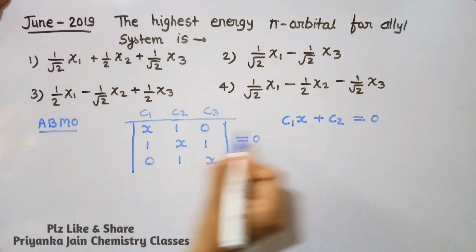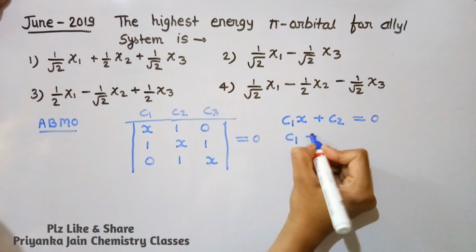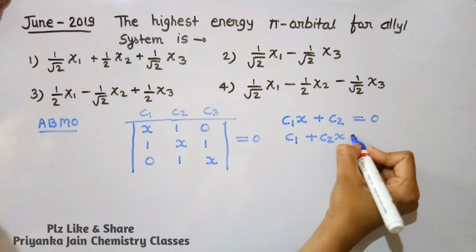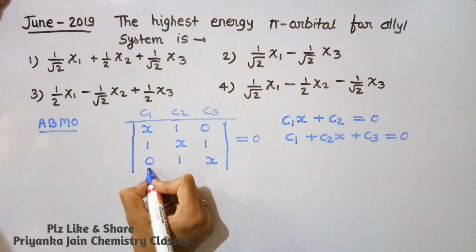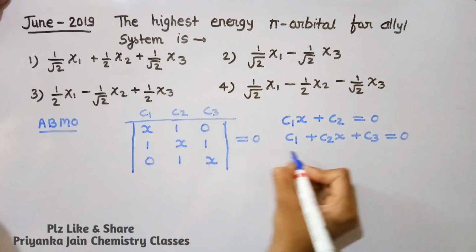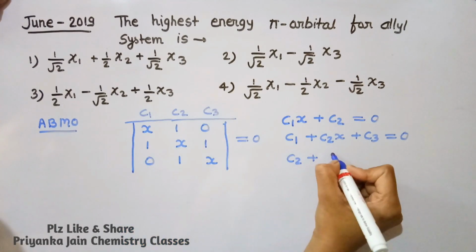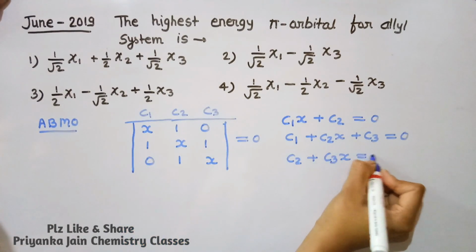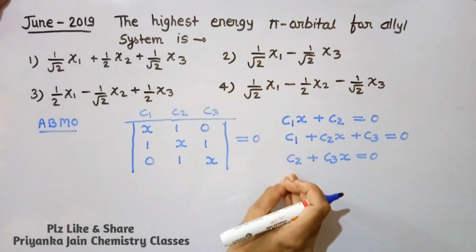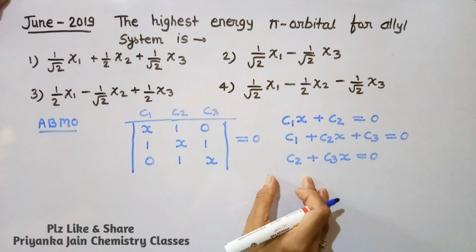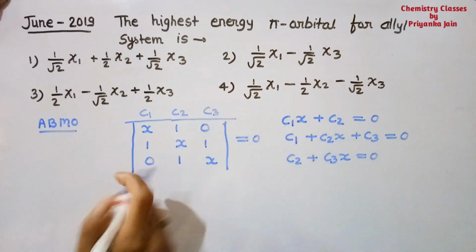Now see this one, this will be C1 plus C2x plus C3 will be equal to 0. Now see the third one, this will be equal to 0, and this will be C2 plus C3x equal to 0. So now we are getting 3 linear equations, and we have to solve them for each type of orbitals by putting the values of x.